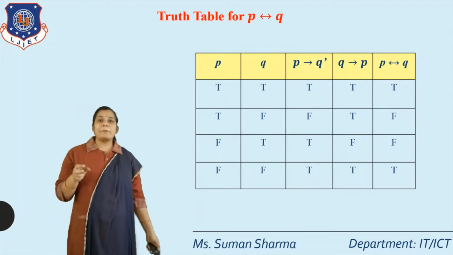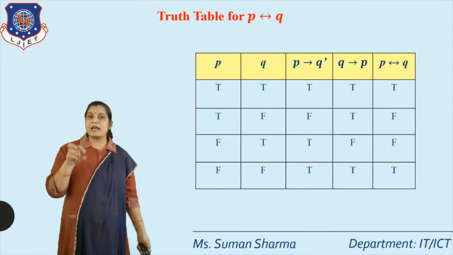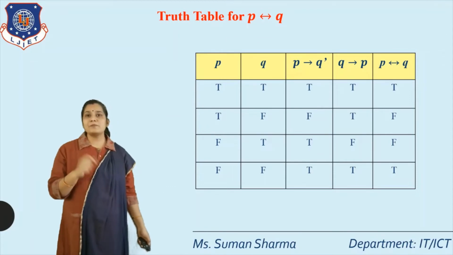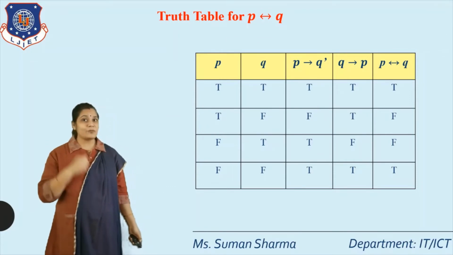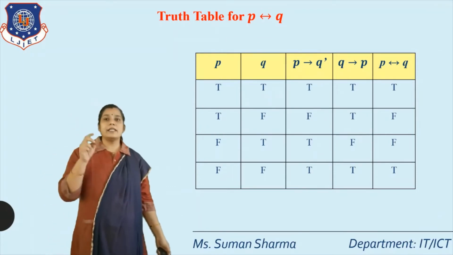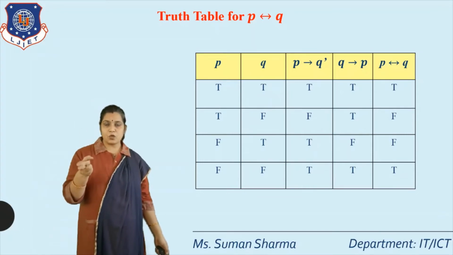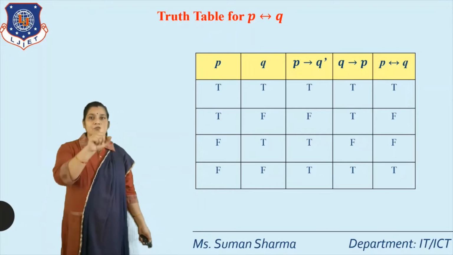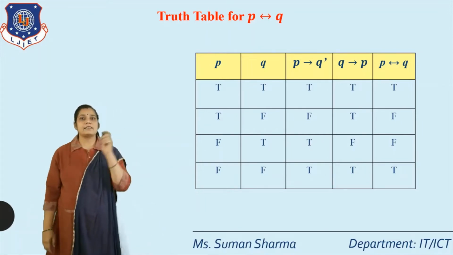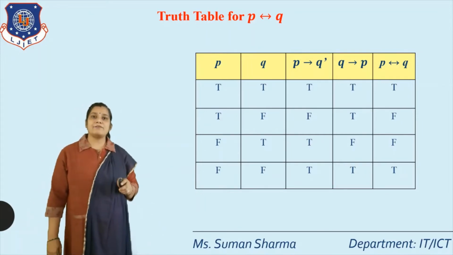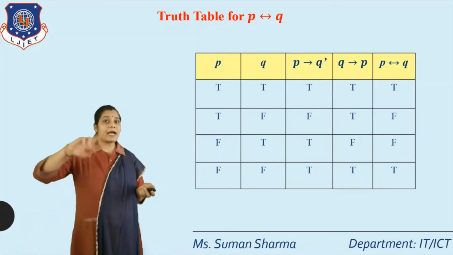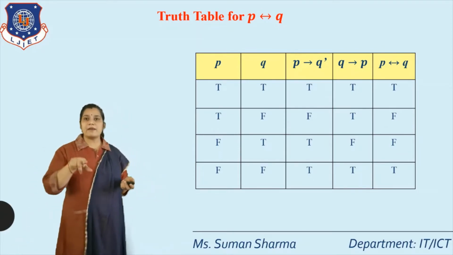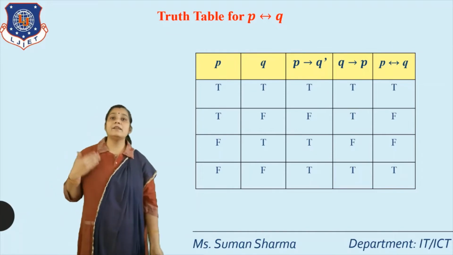Okay, so P IFF Q. So what is the process? The trick is: if two statements are true or two statements are false, then the result is true. So we write here TT is equal to T and FF is equal to again T. But for the remaining two statements, TF or FT, you write here the F.